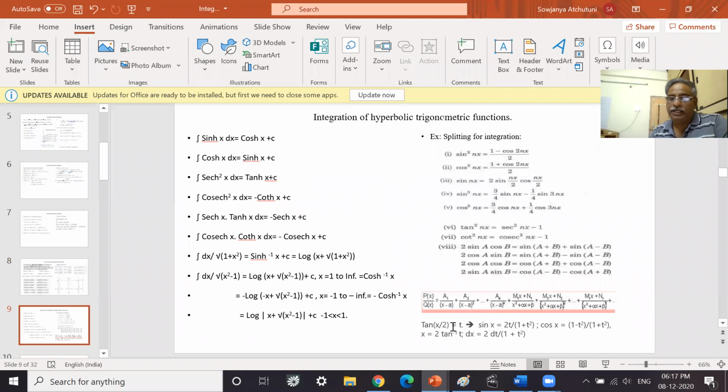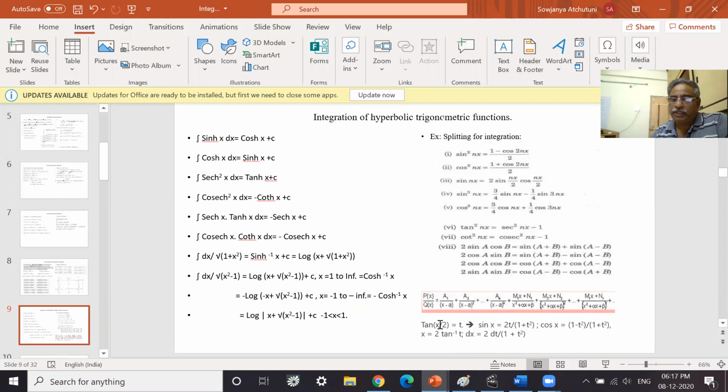Some standard formula, you know: if tan x by 2 is t, sin theta is 2 tan theta by 2 by 1 plus tan square theta by 2. So tan theta by 2, if I take it as t, cos x is equal to 1 minus tan square theta by 2 by 1 plus tan square theta by 2. Similarly, we can use these conversions for making the problem into an integrable one.